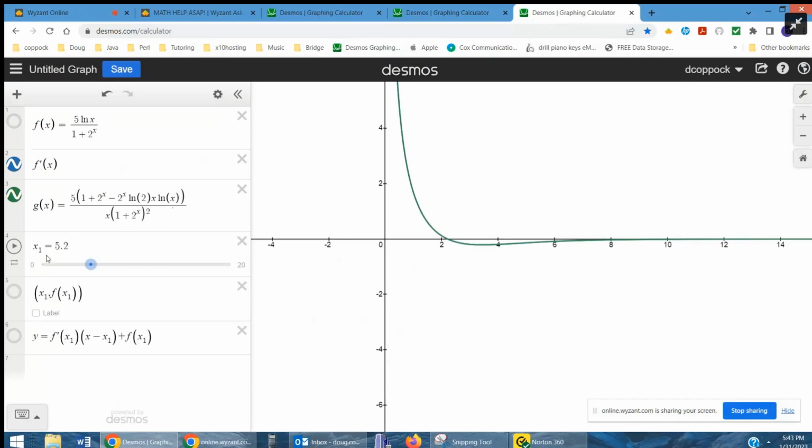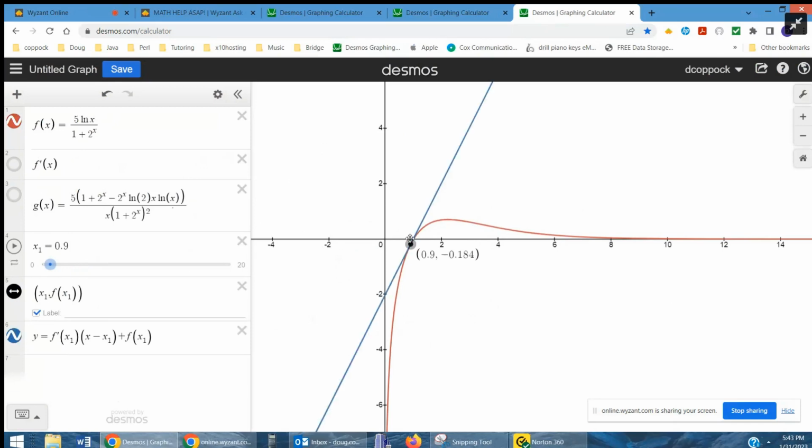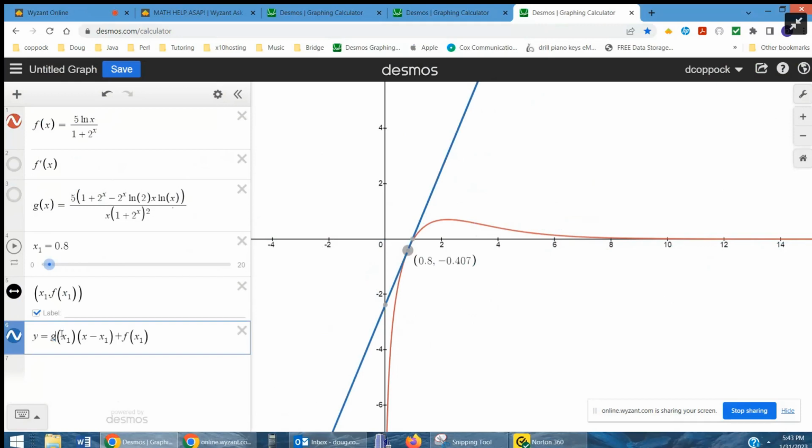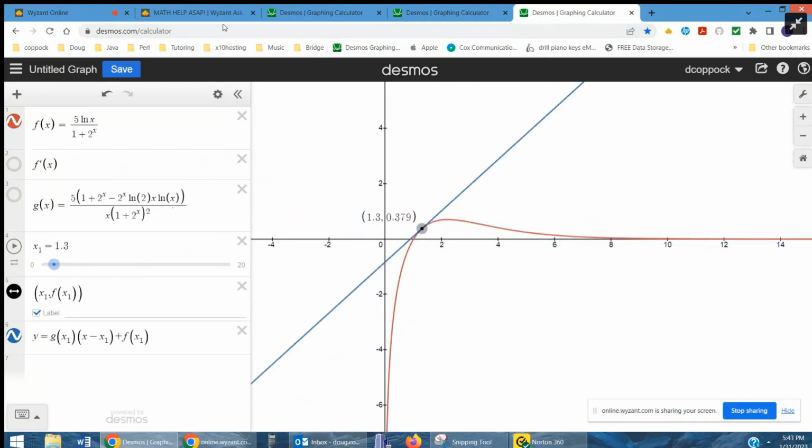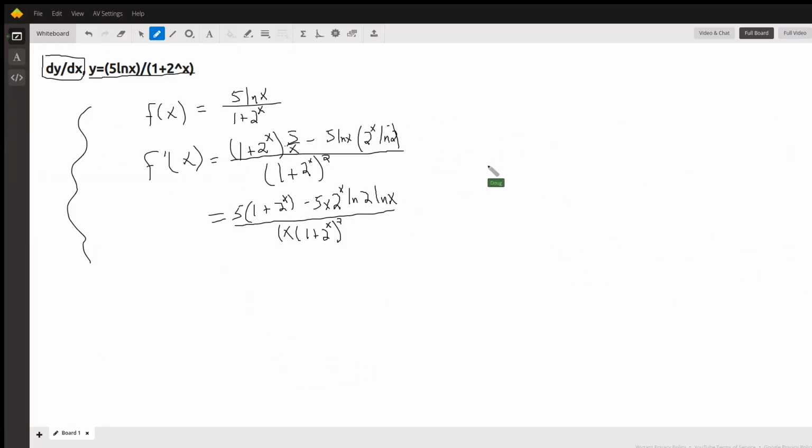And by the way, if I go to the original function and decide to label a point x sub 1, f of x sub 1, here's the graph of the tangent line. And if I change this to g of x sub 1, I get the same result. So I'm doubly convinced that we've got the right answer there. So let's go back to the whiteboard.